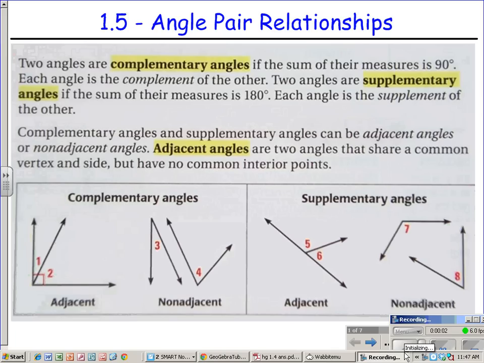Hello everybody, these are the notes for section 1.5, angle pair relationships. You may as well go ahead and hit pause and copy this stuff down, including the pictures. All this stuff is important, so go ahead and do that, please.